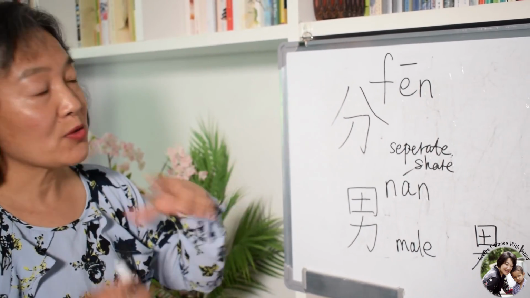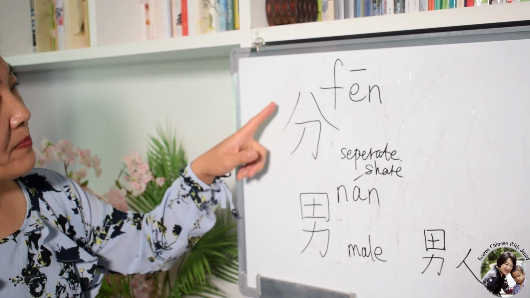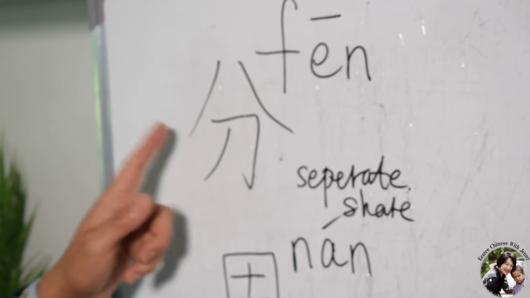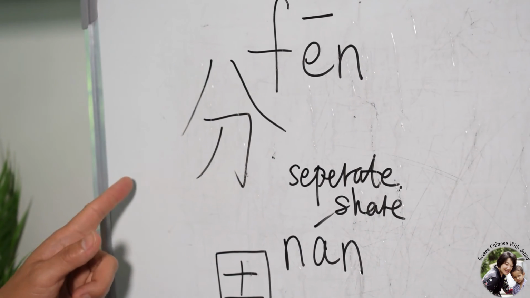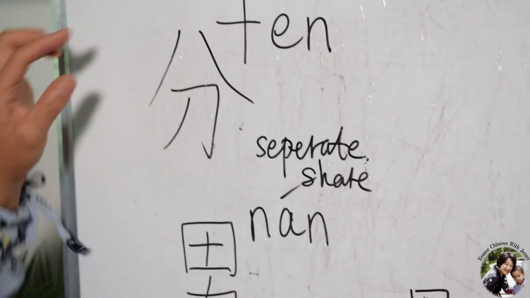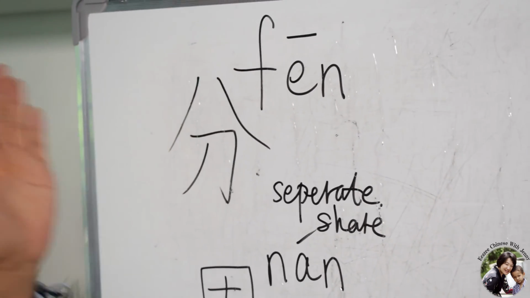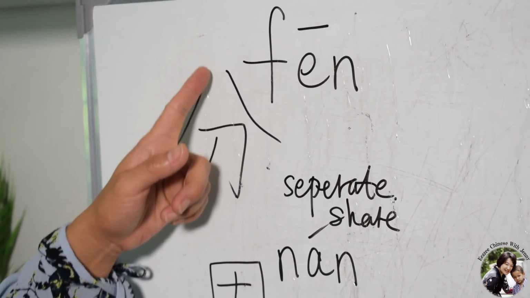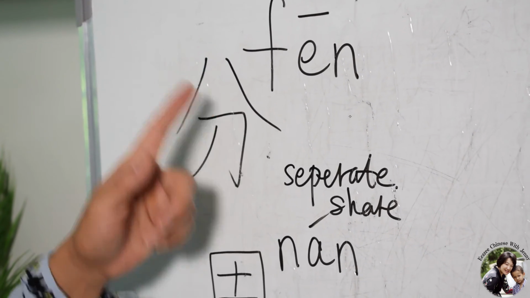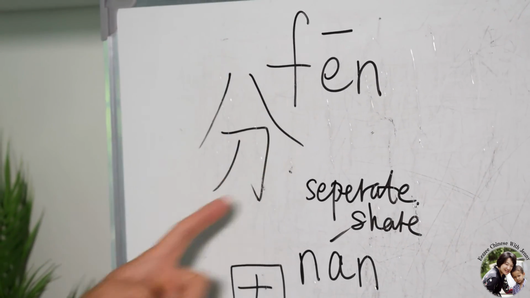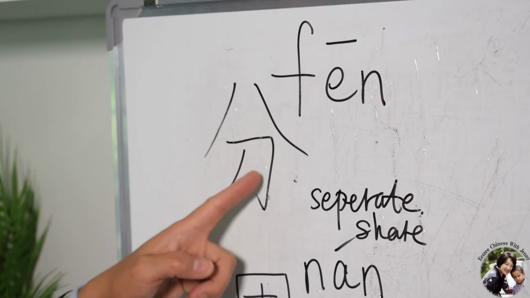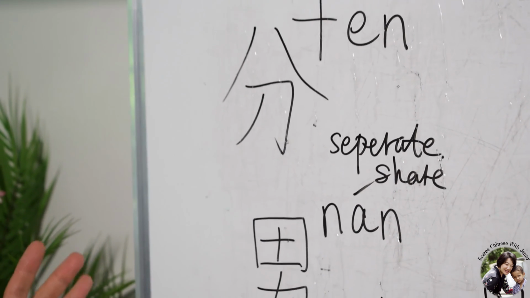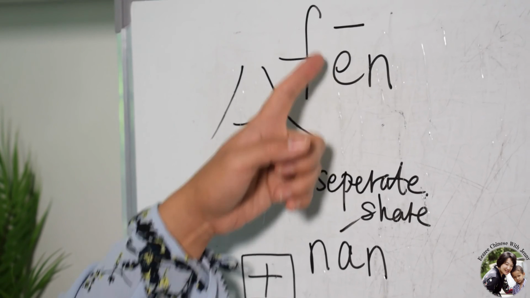We put them together to form a new character. So this one, remember, 八 is number 8. And this we just learned, 刀, knife. Remember when I taught this character 八, it means you cut one thing in half. So this character now means you use your knife to cut one thing in half. It means separate or share. The pronunciation is 分, 分.